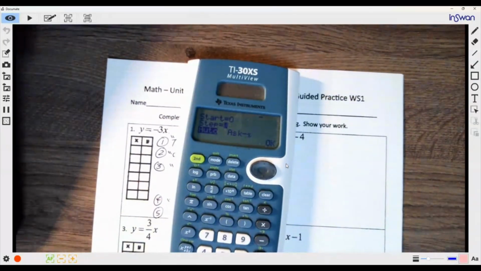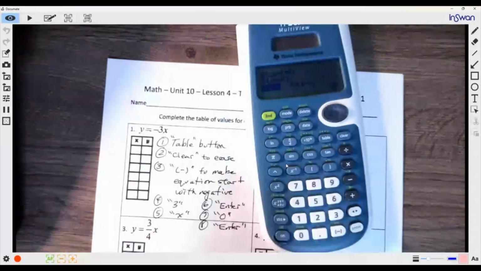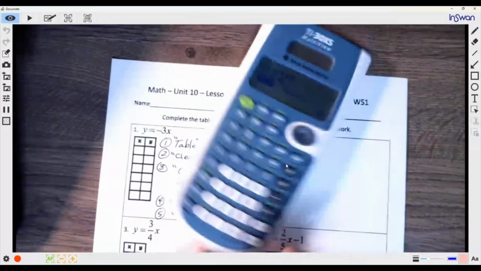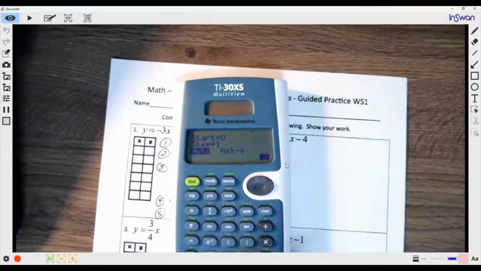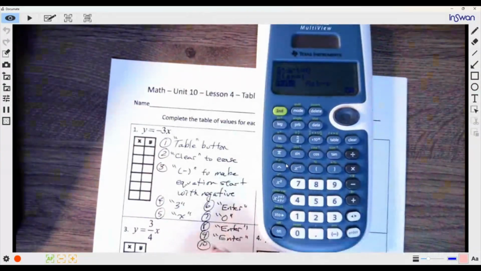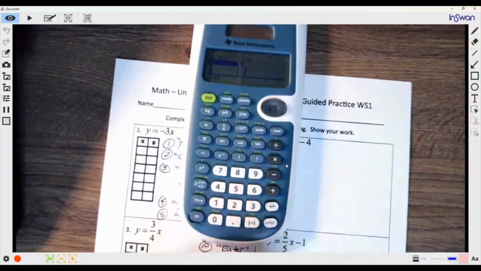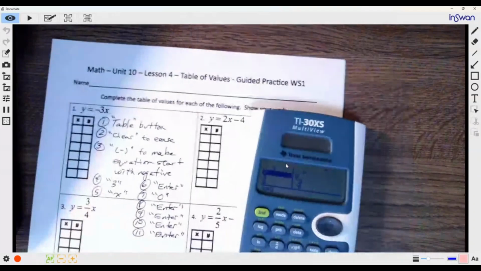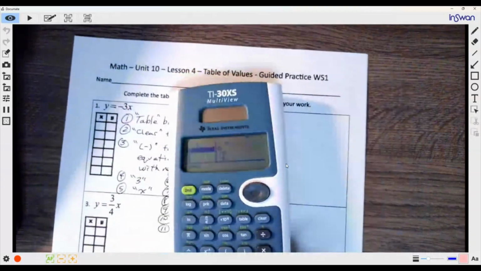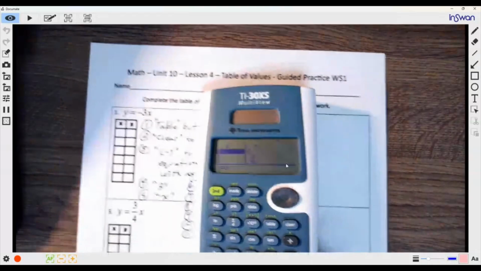For right now, we're going to let it step 1. So I don't need to change it, so I can just hit enter. Hit enter again, so it's down there on top of the OK. And then enter again. So there's our table of values.